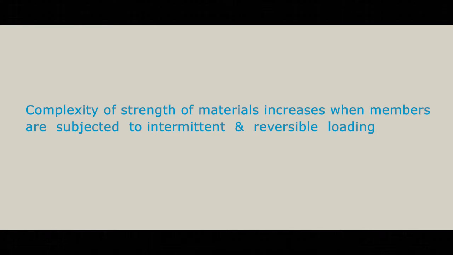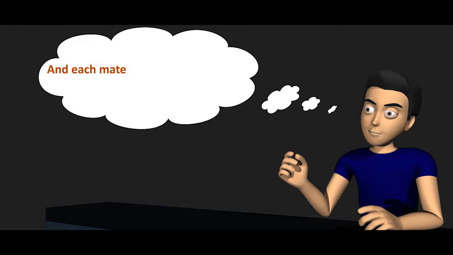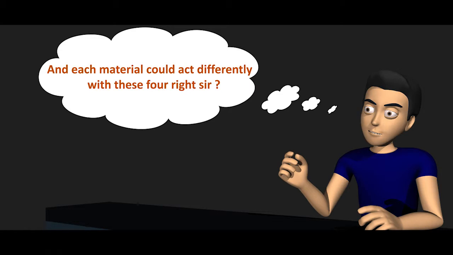So like that, a combination or reversal of role, all these things are possible in the case of various structural members, and you will come across different combinations of the four basic strengths called the tension, the compression, the bending and the torsion. And each material could act differently with these four, right, sir?